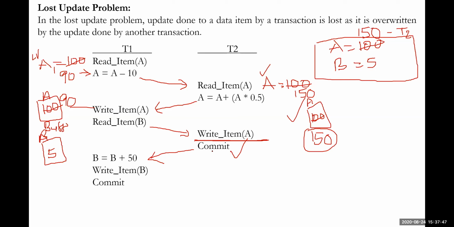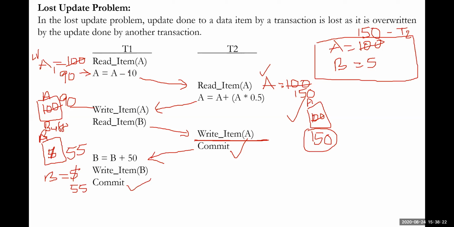Transaction T2 has committed before transaction T1, so this value is updated in the global area by transaction T2. Now B = B + 50 comes to transaction T1. Previously B was 5, and with B + 50 it becomes 55, which is written onto the global area. Now commit will be operated.